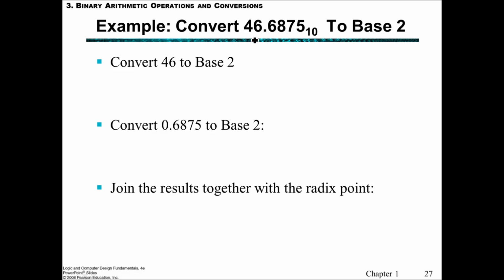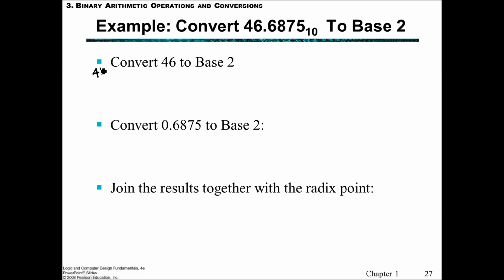Okay, so for this next example, we're going to be converting using our new method. We've obviously already converted between decimal and binary before, but we're going to use the generalized method to convert 46.6875 in decimal to binary, or base 2. So we're going to break it up into the integer part and the fraction part, and we're going to convert 46 first of all using the divide and remainder method.